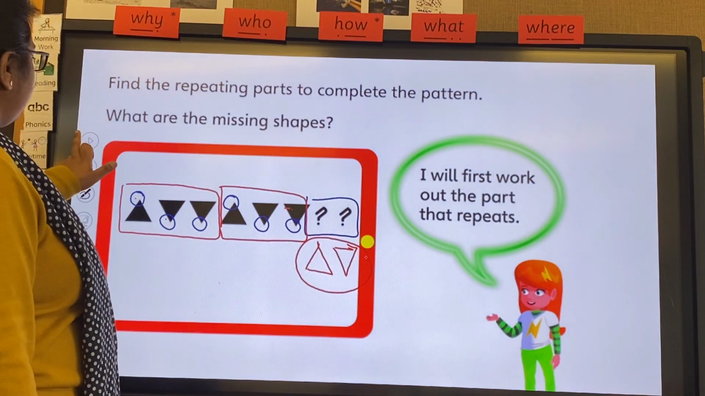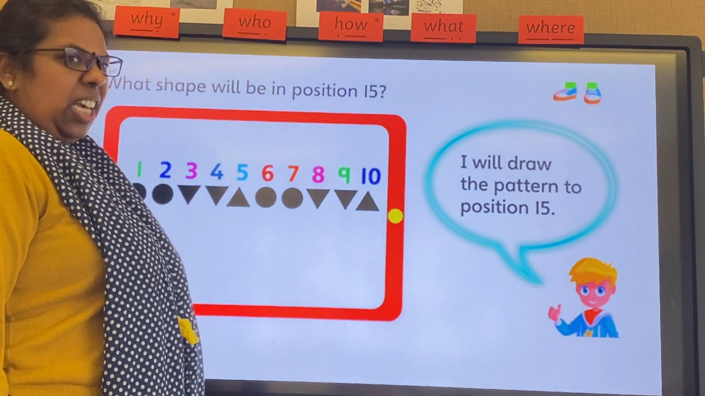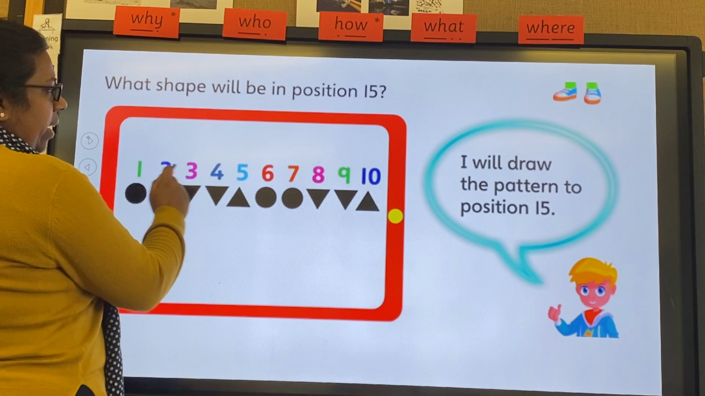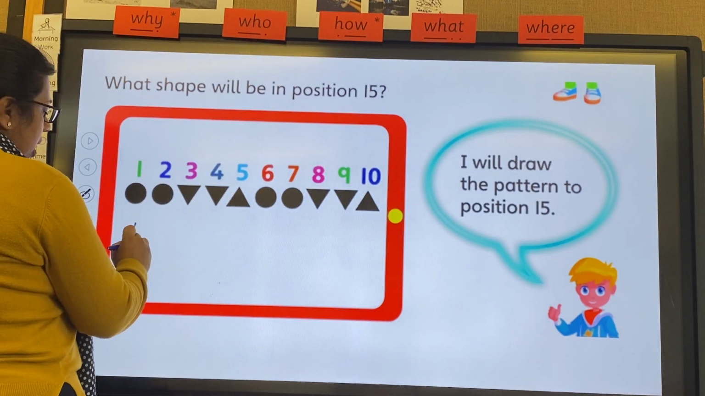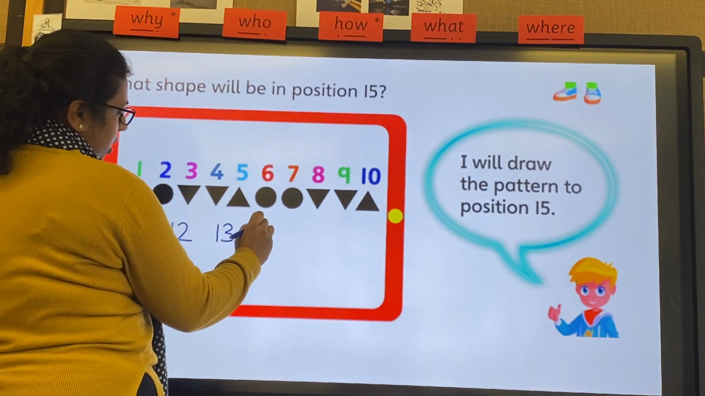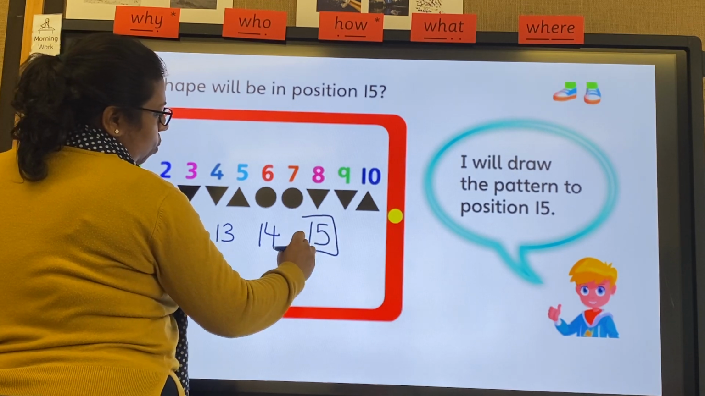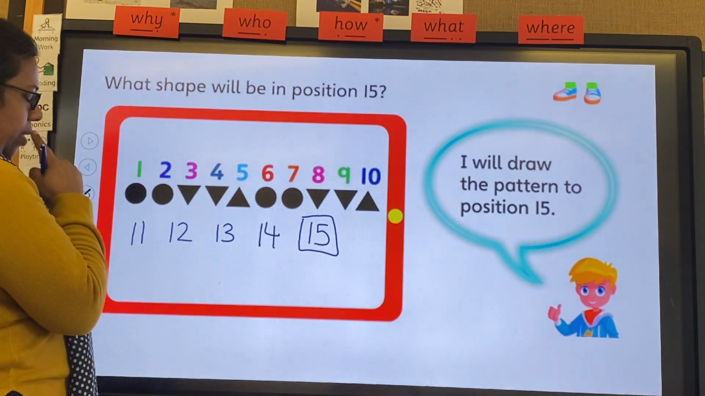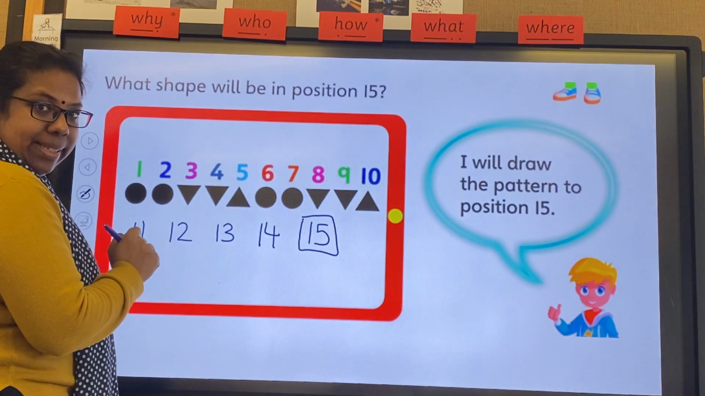All right, moving on. What shape will be in position 15? So I have 1 to 10. I've got to work out what shape will be in position 12, 13, 14, and 15. So I have to work out what shape will be here. So first, I will need to work out my patterns.